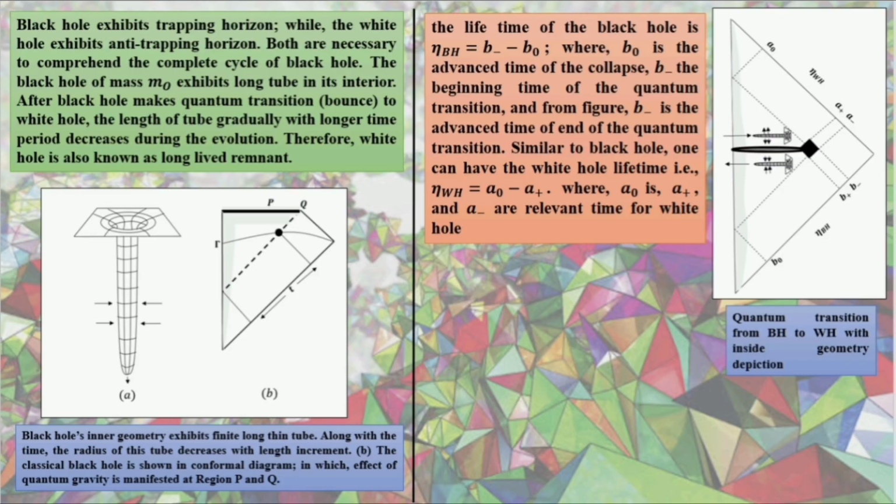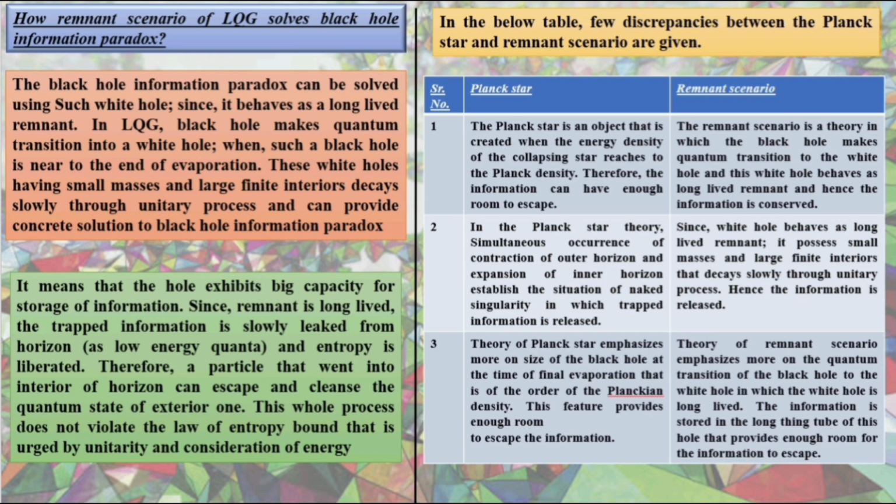So how does the remnant scenario of loop quantum gravity resolve the issue of the black hole information paradox? Let us see. In this scenario, the black hole information paradox can be solved using such a white hole, since it behaves as a long-lived remnant. In LQG, the black hole makes a quantum transition into a white hole. When such a black hole is near the end of evaporation, these white holes having small masses and large finite interiors decay slowly through a unitary process and can provide a concrete solution to the black hole information paradox.